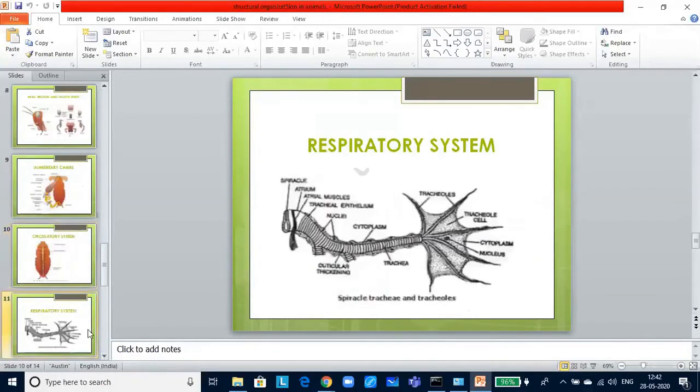Now this diagram of the respiratory system, you don't have it in your book, but in old NEET papers, they have asked about the respiratory system, and that's why I have put this slide. At least they might ask you what it is and ask you to identify. You should be able to say it is a spiracle, trachea and tracheoles.